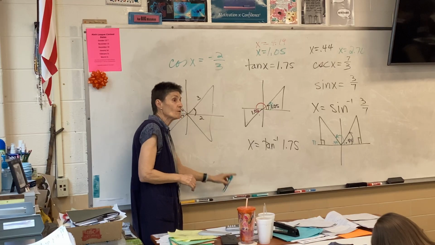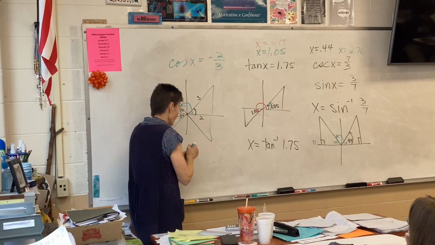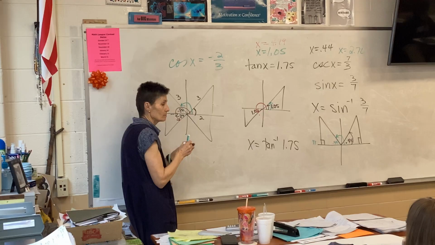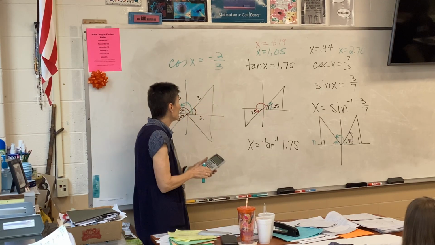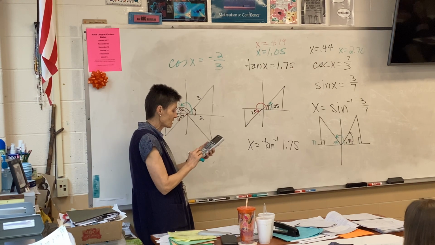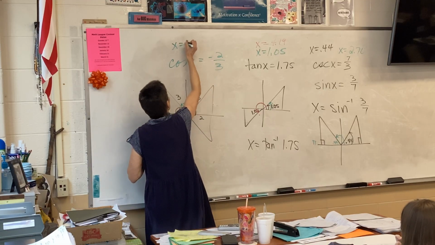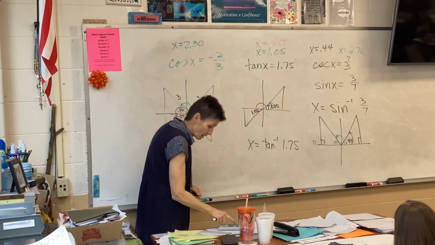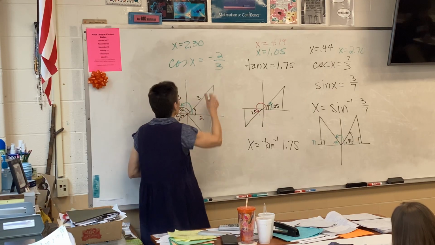So now I'm going to figure out that green angle and this brown angle. How am I going to get green? Pi minus 0.84. So green is going to be pi minus 0.84, which is 2.30. And then brown is going to be pi plus 0.84, which is 3.98.